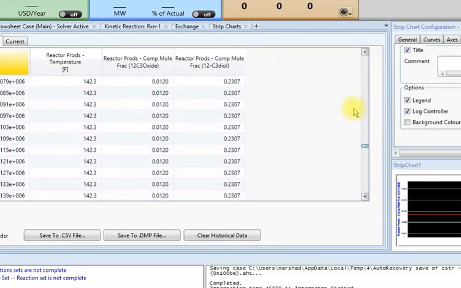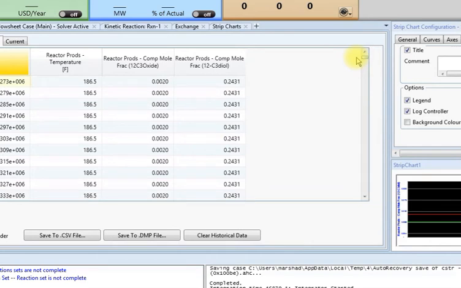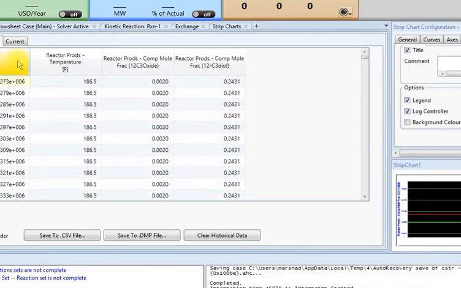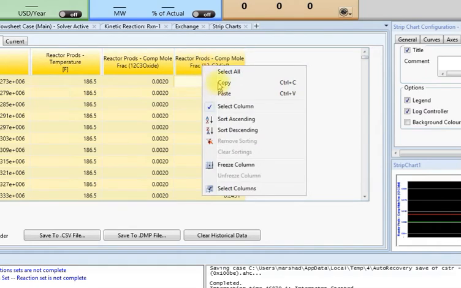Okay, and same here, the reactor product. So this is 0.24, the diol, the product. Now conversion decreases, so the product should decrease. Yeah, you can see 0.23. So what you do, you take all of this together, take this to Excel.